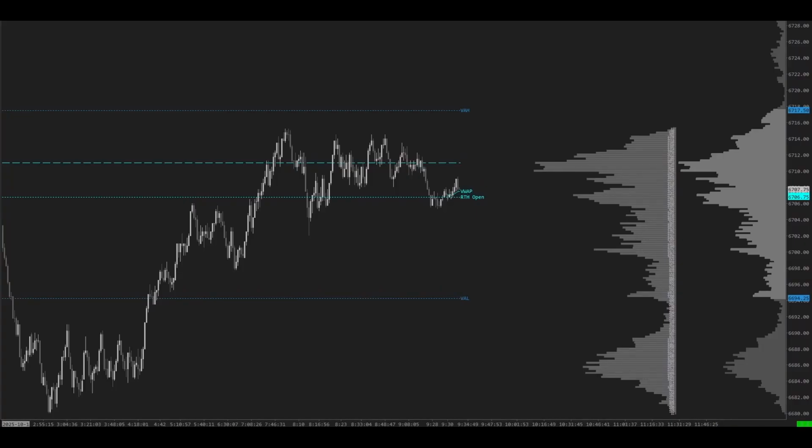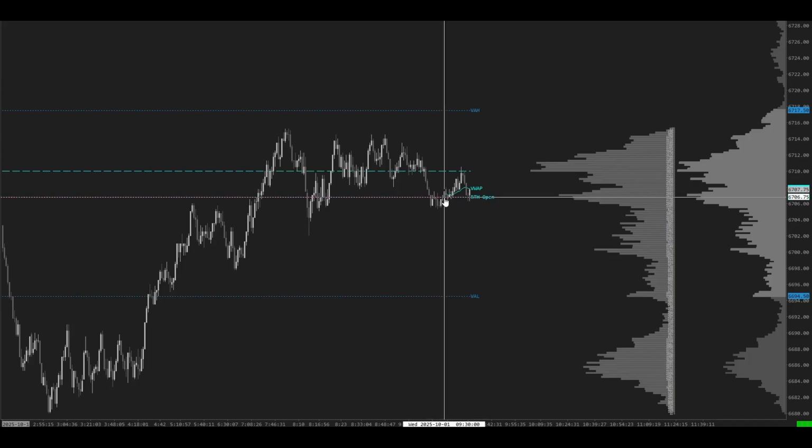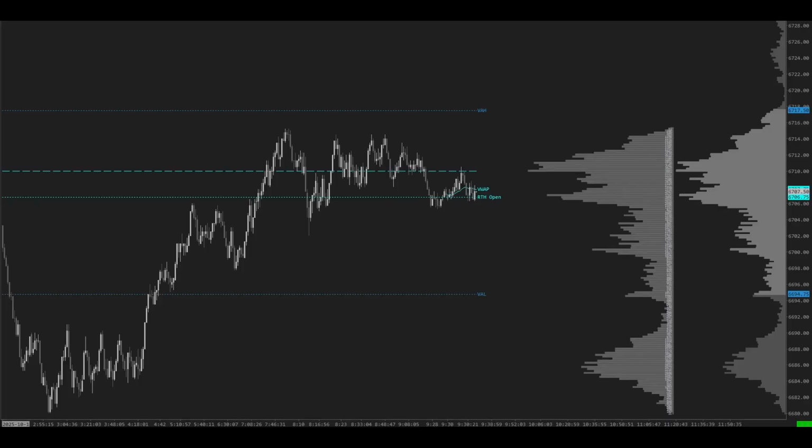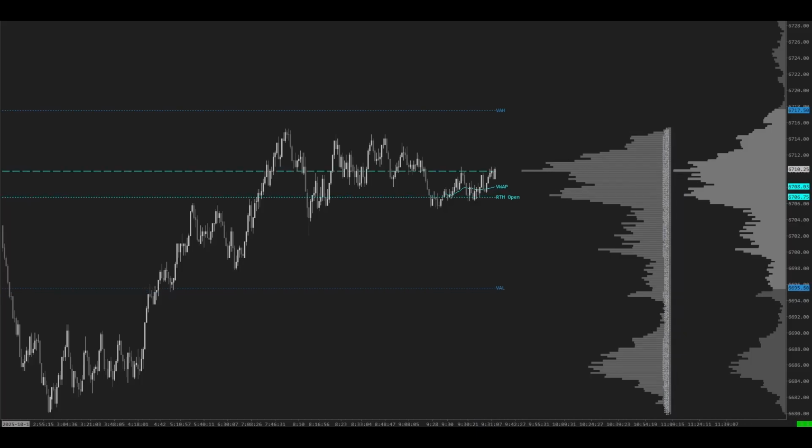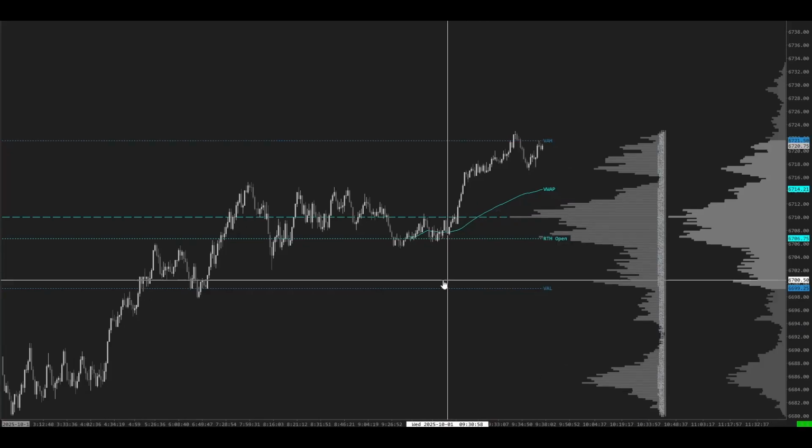I'll try to fast forward it a bit whenever I need to. But yeah, we opened right here. Right away, they're sitting on the bid right at RTH open. I'll be sitting on it above VWAP as well, but not yet. I'm going to try to keep this video a little bit shorter.